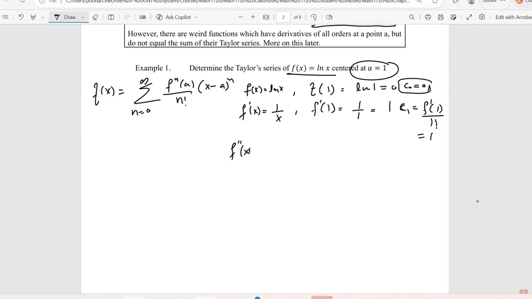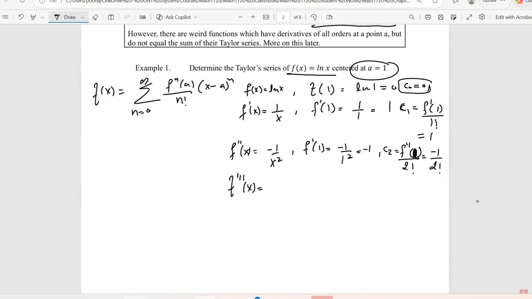The second derivative is negative 1 by x squared. So the second derivative at 1 would be negative 1 by 1 squared, which is negative 1. c2 will be the second derivative at 1 divided by 2 factorial. The second derivative at 1 is negative 1, so negative 1 by 2 factorial, right? Do you notice that the first is 0, then 1, then negative? Let's try the third one too.